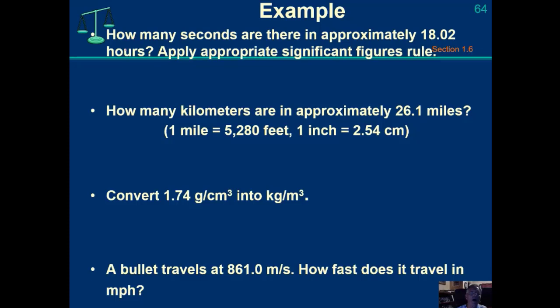So first of all, how many seconds are there in approximately 18.02 hours? So we are starting out in hours. We have 18.02 hours. Apply the appropriate significant figures rule. So what we're saying is that 18.02 is a measurement. It's not an exact value. So the significant figures rule applies.